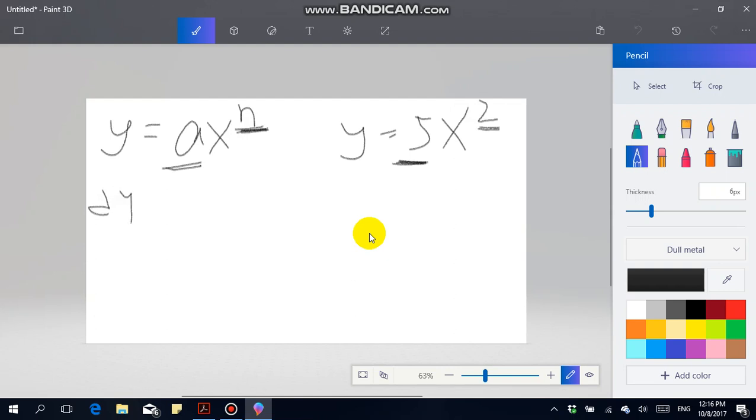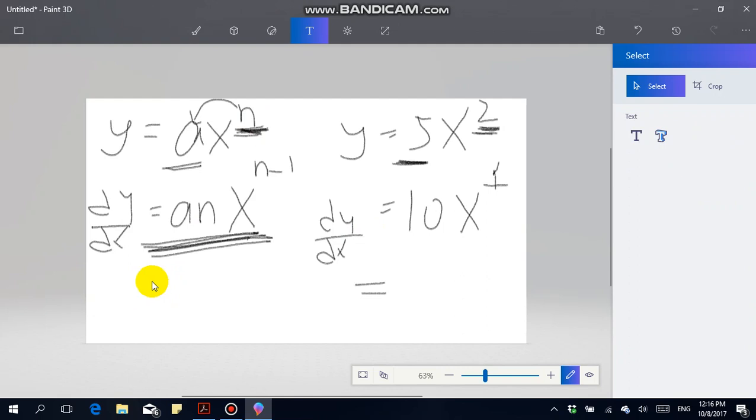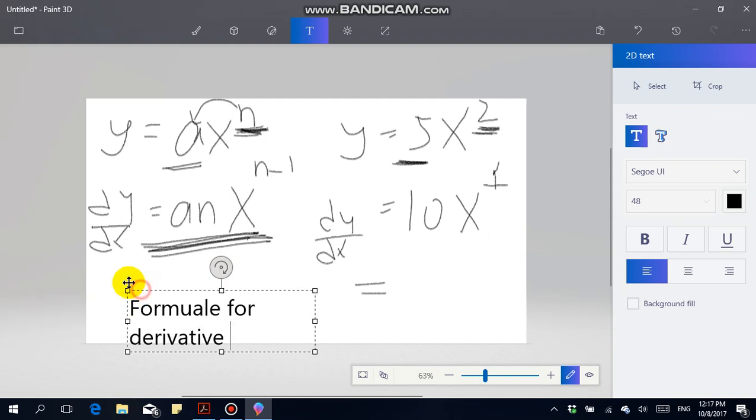So your derivative would be dy by dx, where you multiply n with a. This becomes an, which is over here, it's the same thing. I multiply 2 with 5 and I get 10. At the same time, when I multiply my power with x, I subtract this power with 1. So this would become 10x, and I subtract 2 with 1 and I get 1. So this is your formula basically for your derivative. This is a formula for finding your derivative.